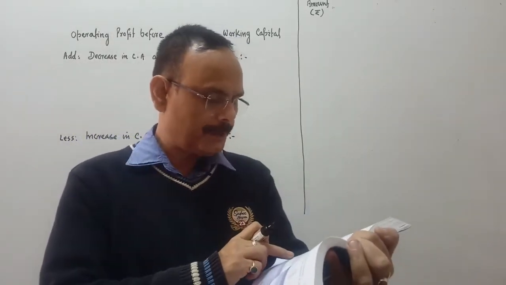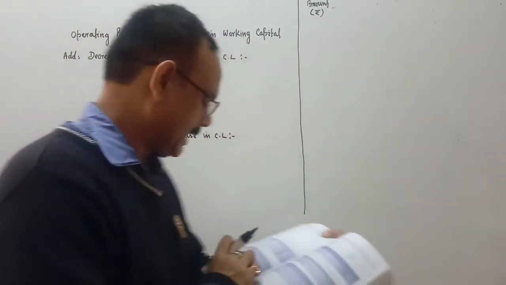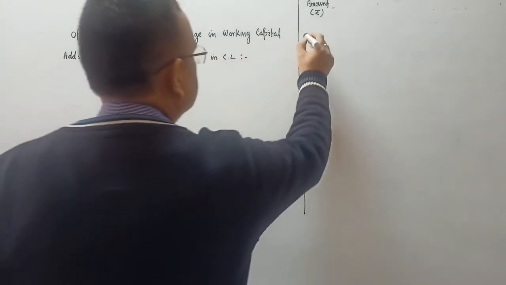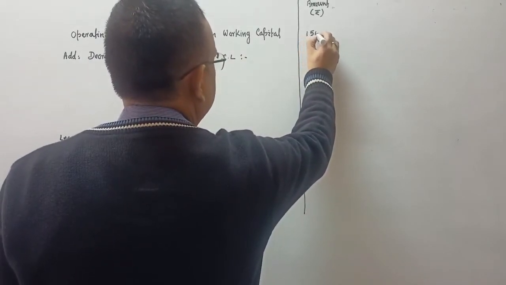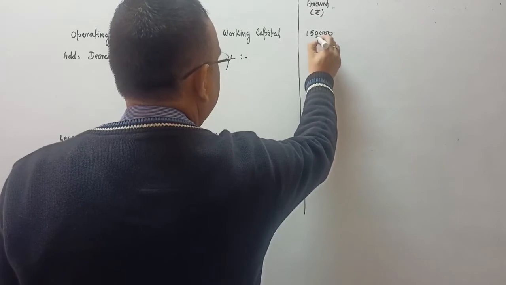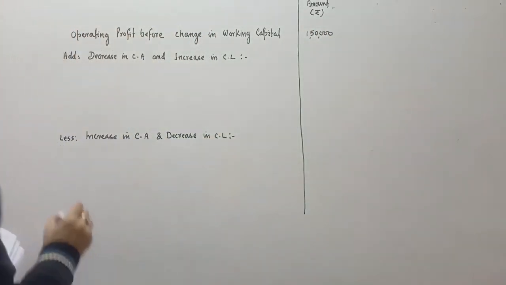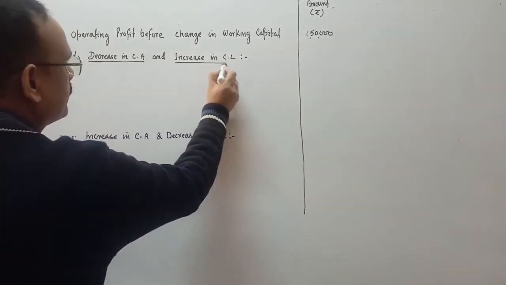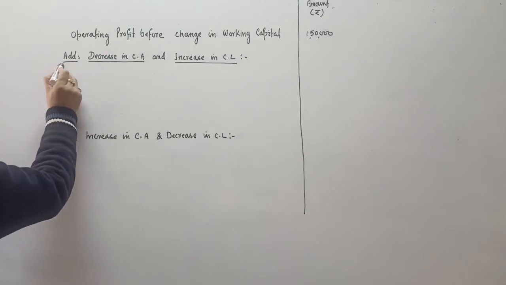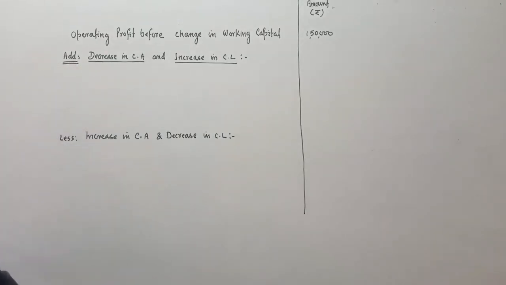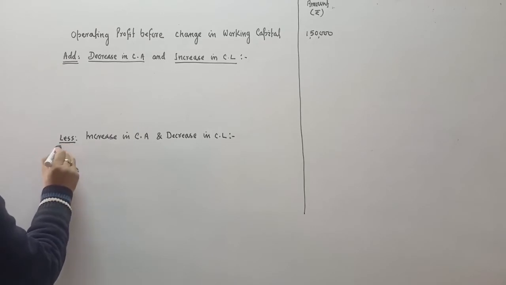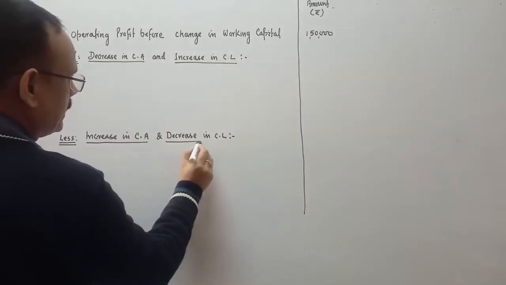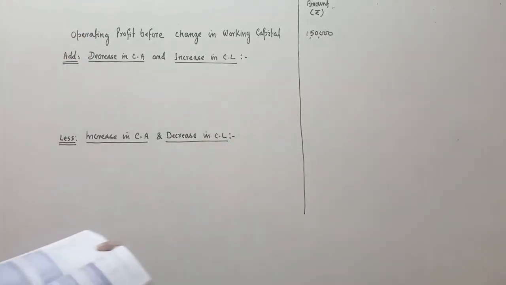So first one is operating profit before change in working capital, which is given 1,50,000. Thereafter what we do, we'll add decrease in current assets and increase in current liability, and vice versa we will deduct. Increase in current assets and decrease in current liability will be deducted by us.